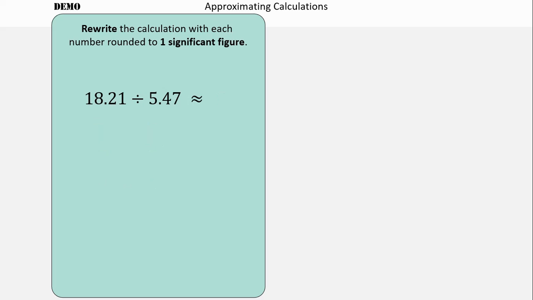Here we have the 18.21 divided by 5. That's where my first significant figure is. So you round that to the nearest 10. So that's going to be 20. And then you're going to divide that by 5.